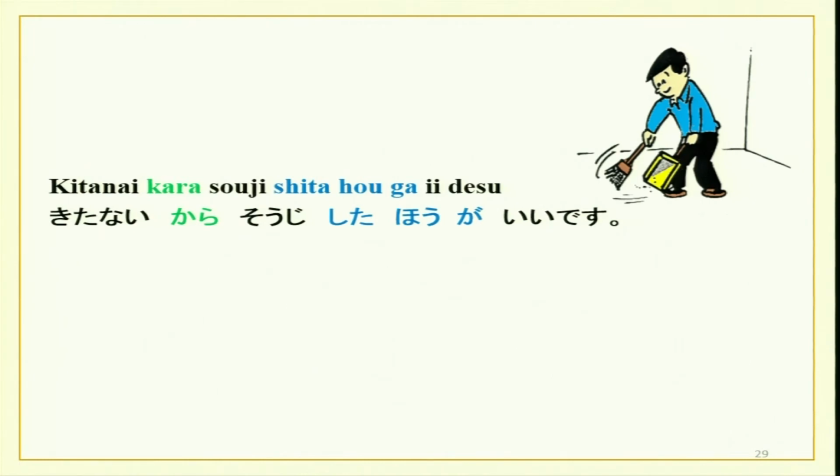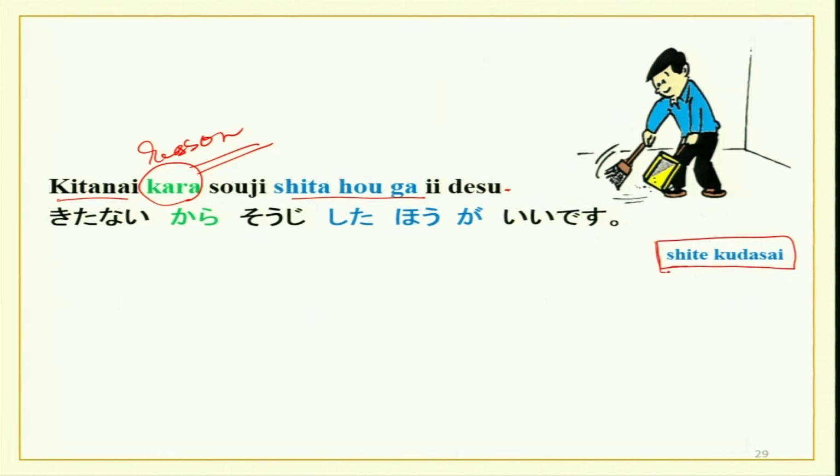Now we have kara also over here. Kara is to show reason for doing or not doing a certain activity. So kitanai kara, because it is dirty, soji shita hoga ii desu. It is better that you do soji. Or you can also say kitanai kara soji shite kudasai. So it is a polite request that kitanai kara soji shite kudasai. This is very, very strong. It is better that you do it.